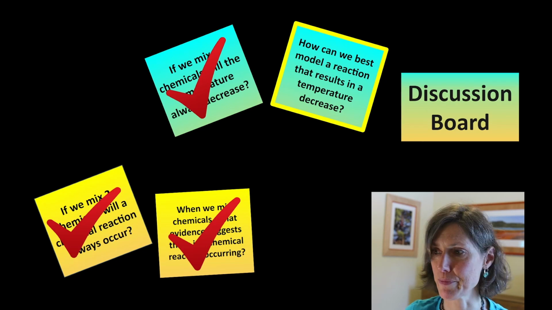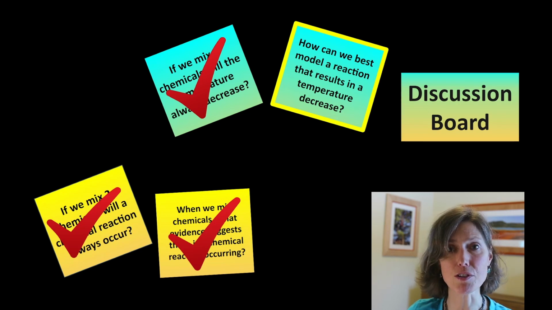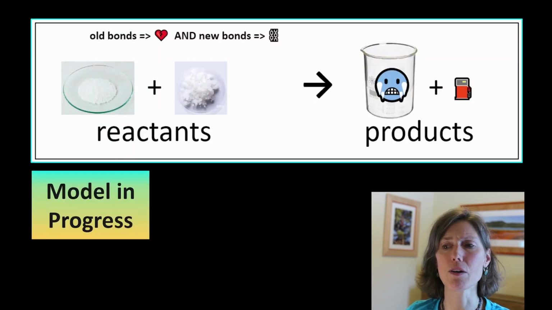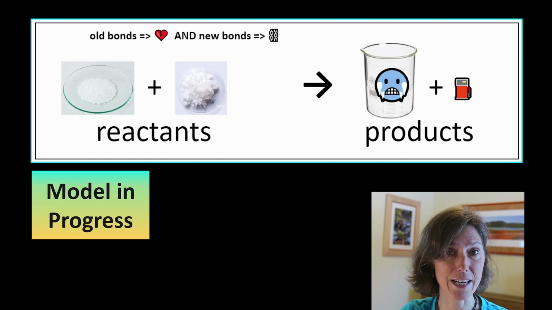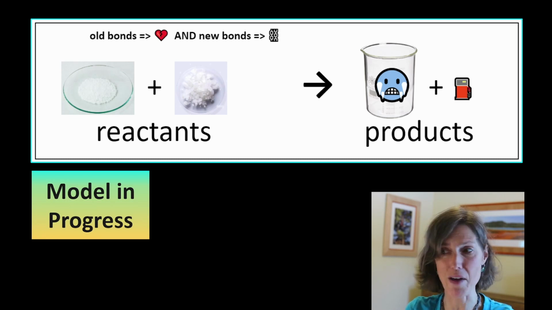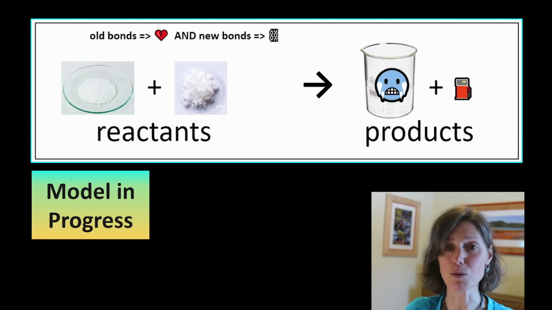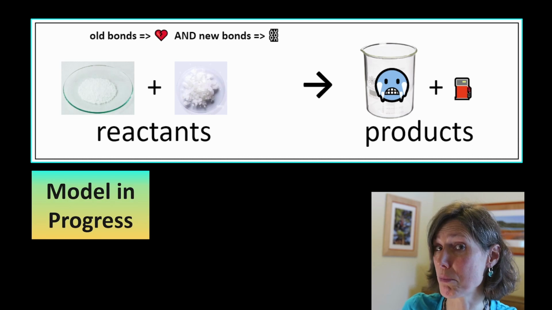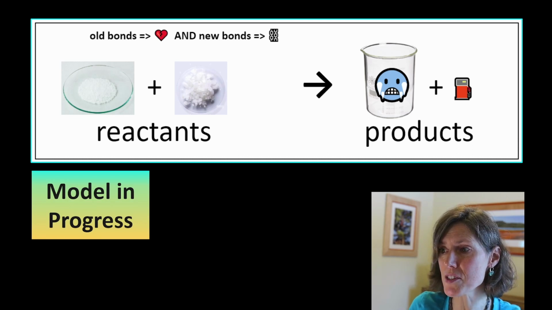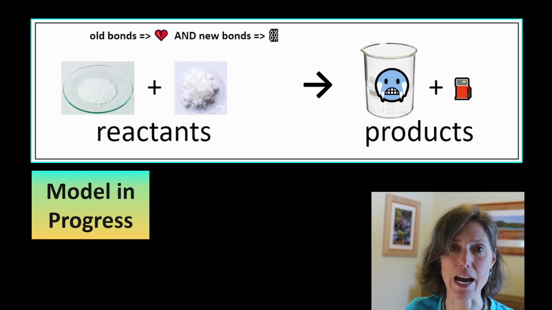Another question as part of our discussion board. How can we best model a reaction that results in such a temperature decrease? Okay, let's think. So what I'm showing you here is a very simple model. We've got 2 different chemicals. They are considered our reactants. We're putting the 2 together in a beaker. We now are turning them into possibly new products and a concomitant gas release.